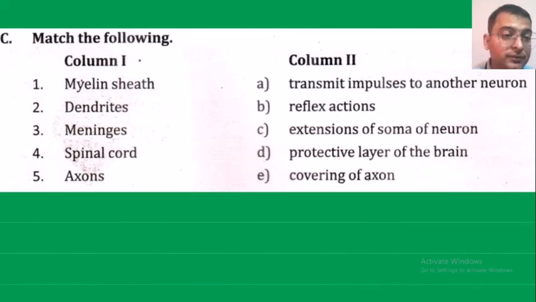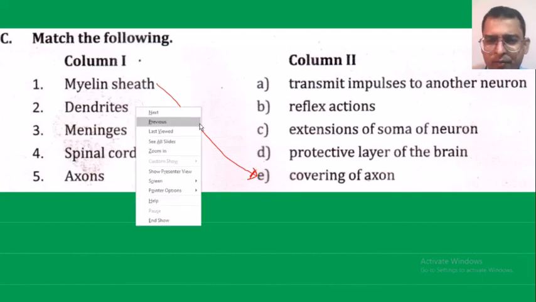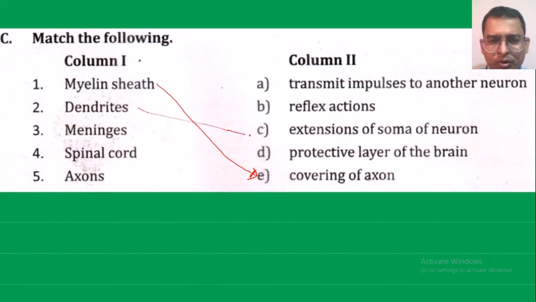Match the following. Myelin sheath is the covering of the axon. Okay. Dendrites are extensions of the soma of the neuron. Okay, soma is nothing but the cell body.